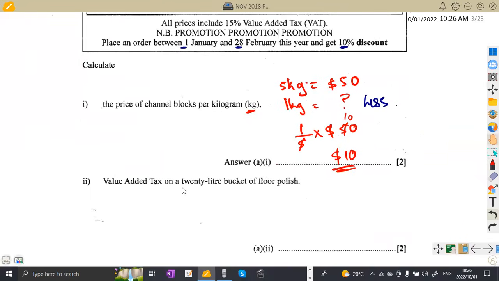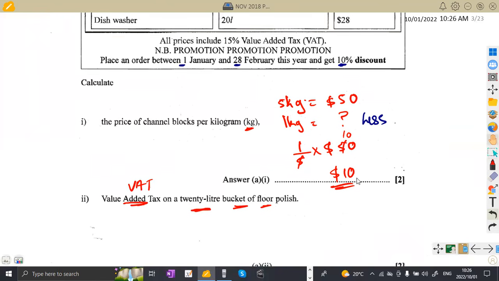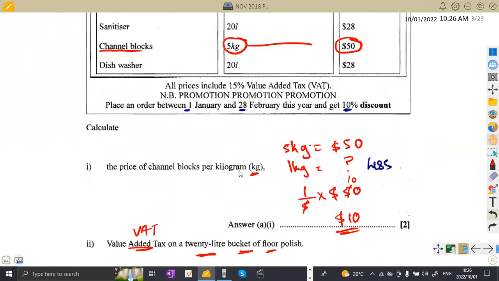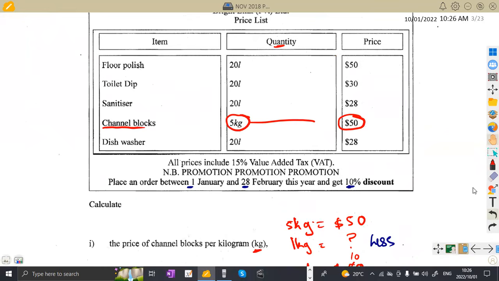The value added tax on a 20-liter bucket of what? Take note. We want to know what was the added tax, the value added tax, the VAT. What is the VAT here on a 20-liter bucket of floor polish? So the major part is to know what it is that we have on this 20-liter bucket of floor polish. Okay, this is our floor polish here.